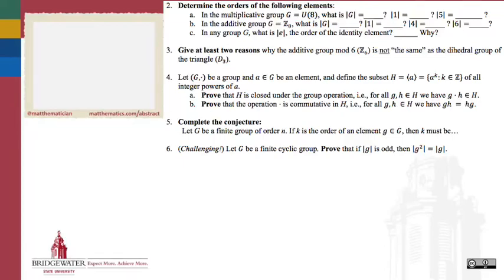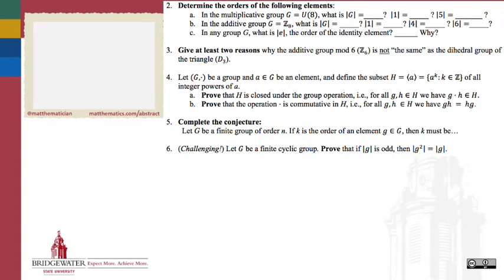If your answer to question 3, give me 2 reasons why the group of integers mod 6, so Z6, is not the same as the dihedral group of the triangle D3. If your answer includes a statement like the elements are different or the operations are different, my caution to you is you are being hoodwinked. Remember, we care about differences that matter, not differences that do not matter. We care about abstract algebra differences, not concrete algebra differences.